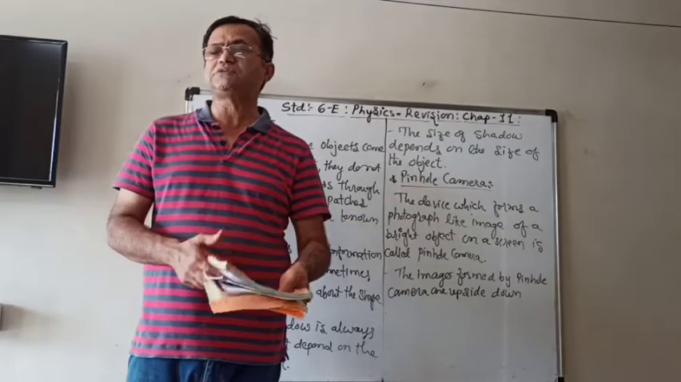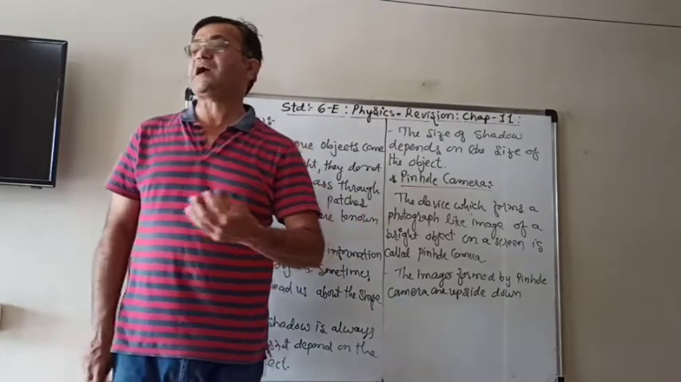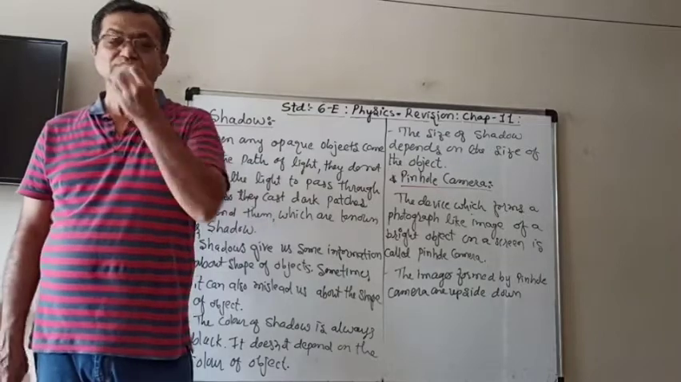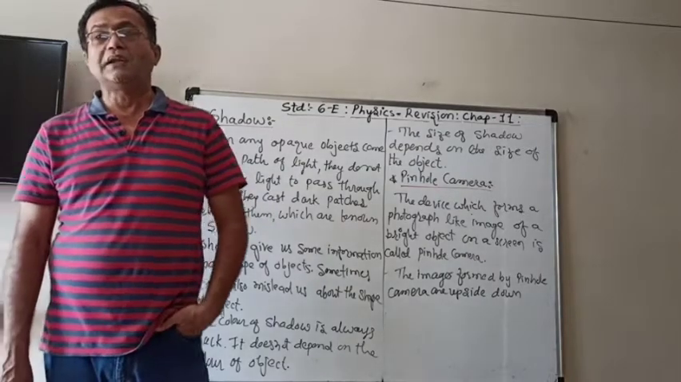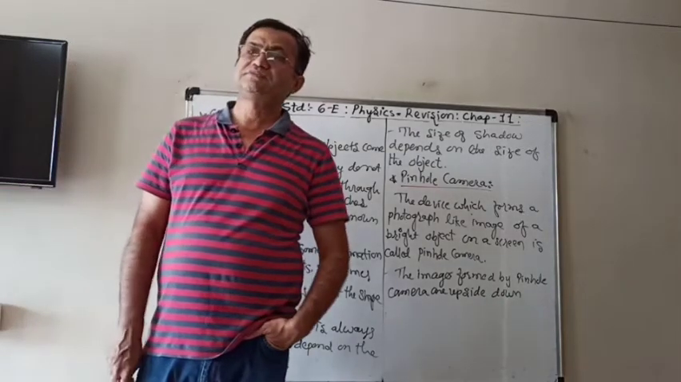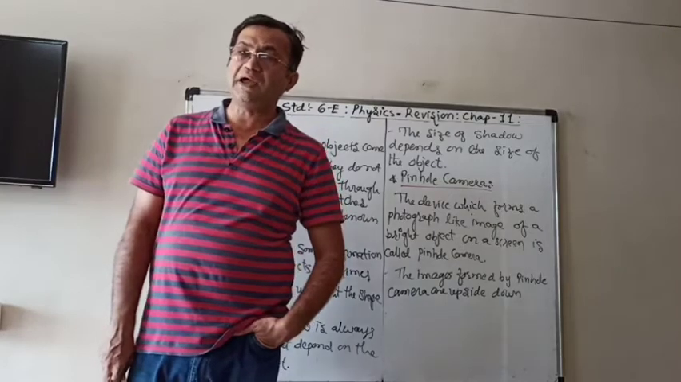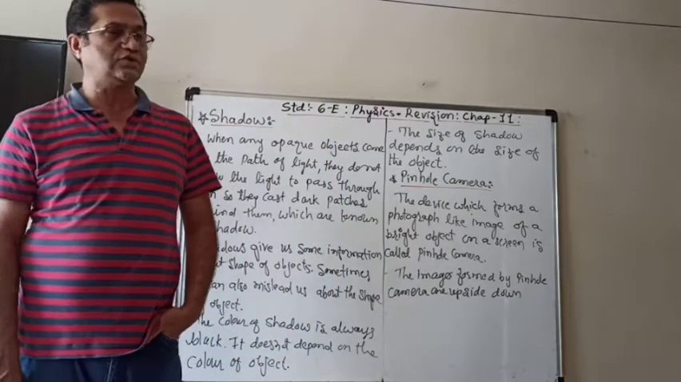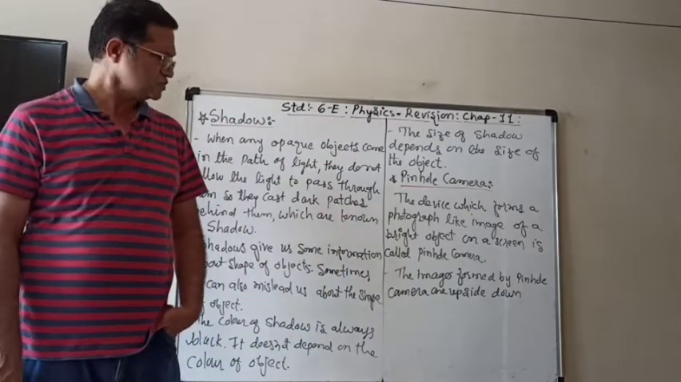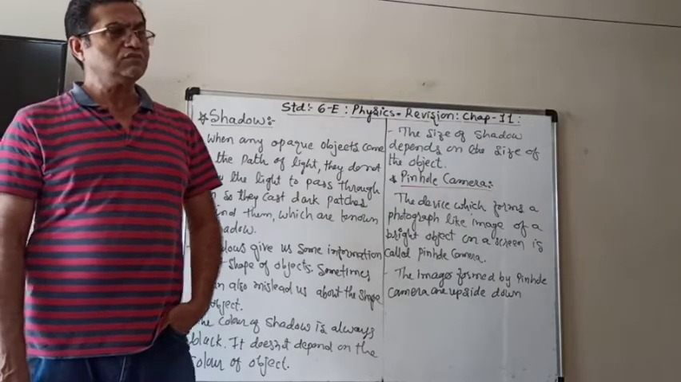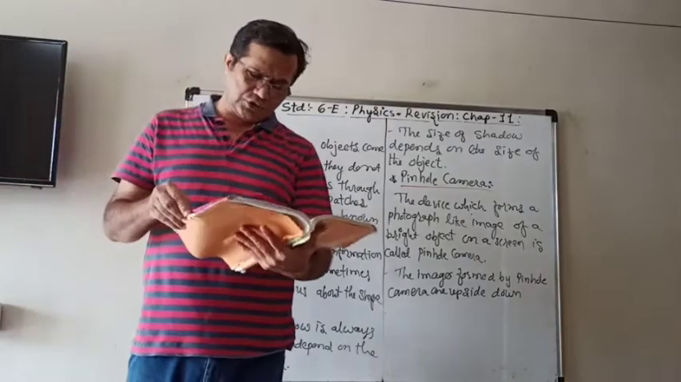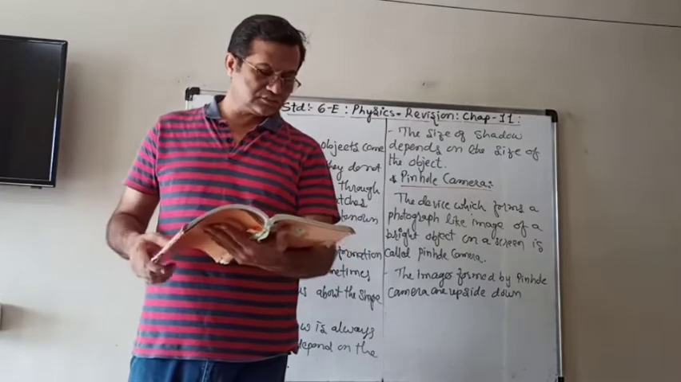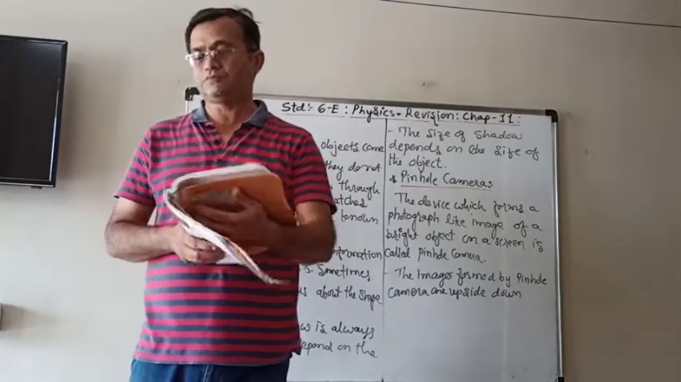Then we learned about the three types of objects: transparent, translucent and opaque objects. Now we are going to learn about what a shadow is.